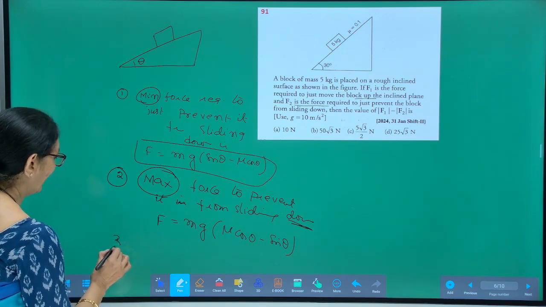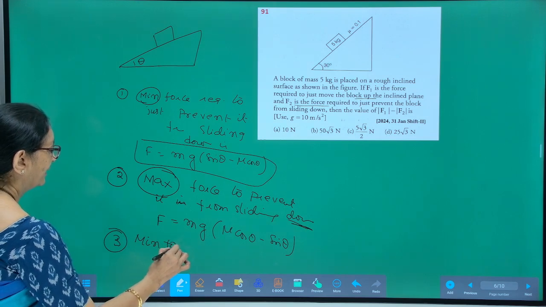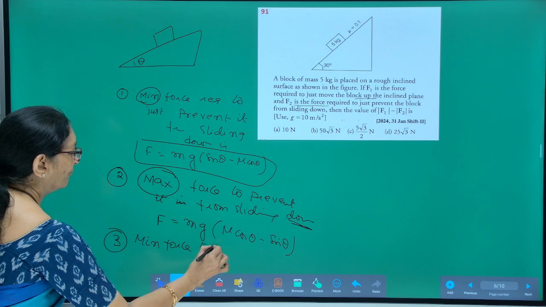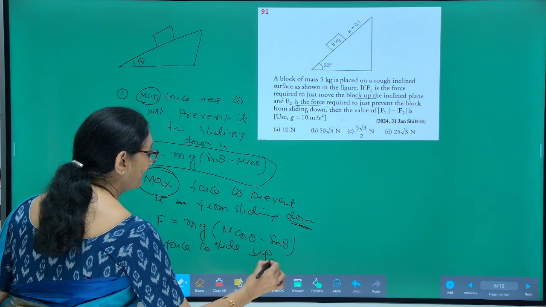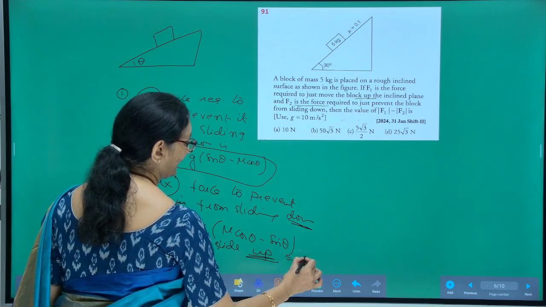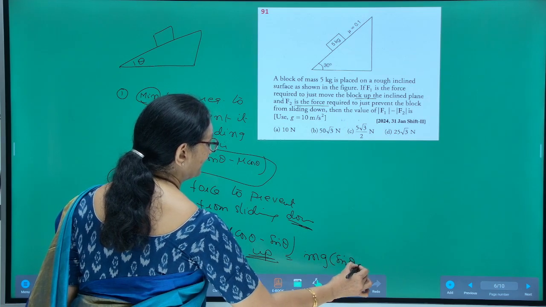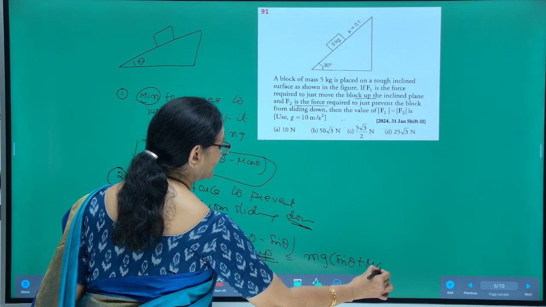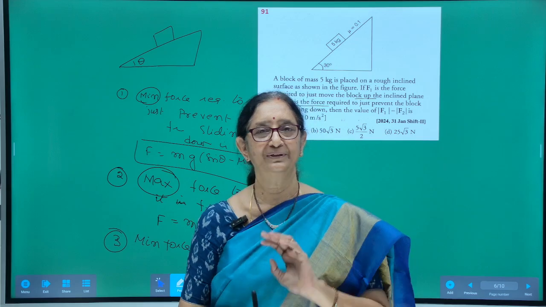And the third one is the minimum force required to slide it up the plane. Up the plane it is mg of sin theta plus mu cos theta. You have to be very, very careful about these three.